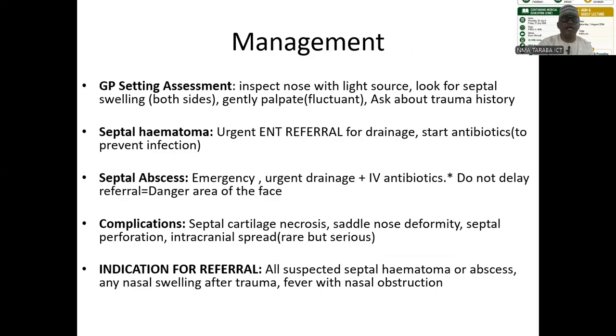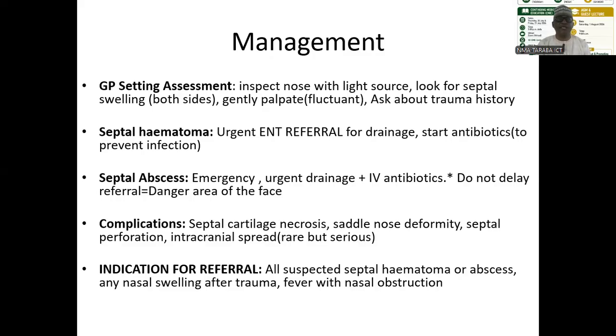So in a general practitioner's setting, for assessment, we inspect the nose with a light source, look for septal swelling on both sides, differentiate it from inferior turbinate and polyps as I've mentioned earlier, and gently palpate for fluctuance. Then ask about history of trauma, which will likely be there. If you've confirmed a septal hematoma, there is need for urgent referral for drainage. You can start antibiotics to prevent infection from setting in.